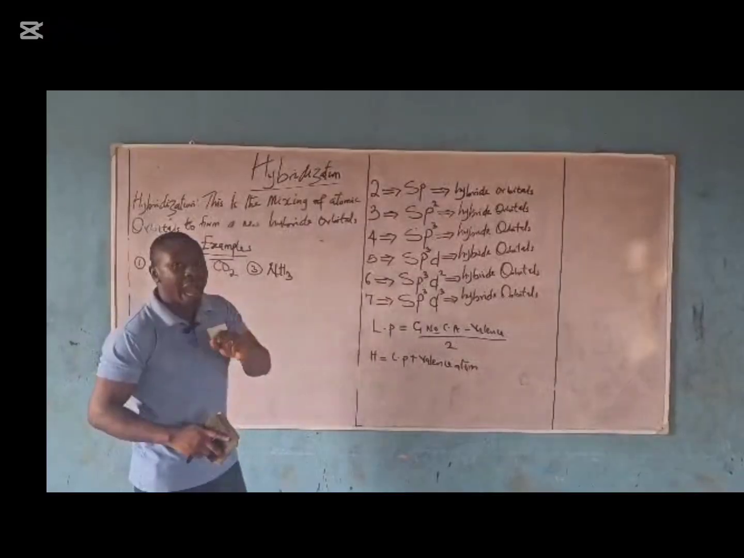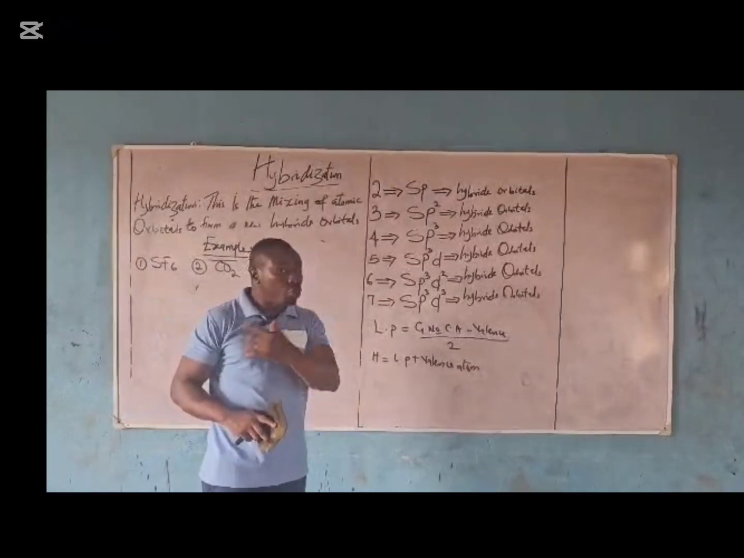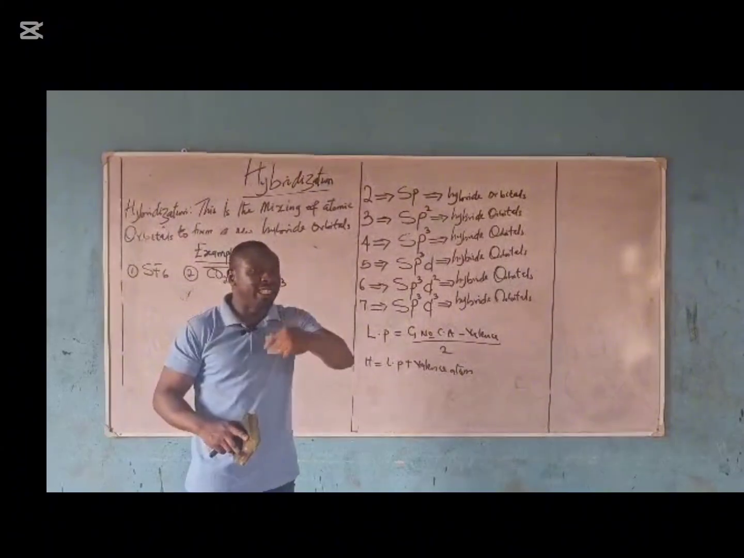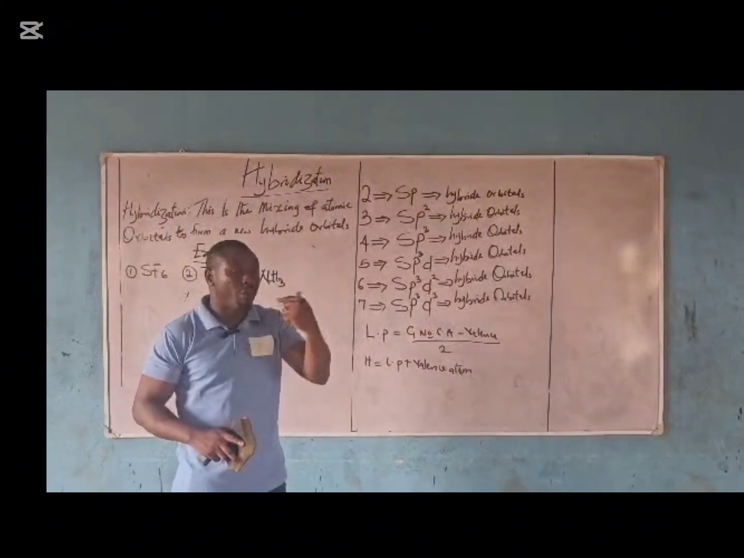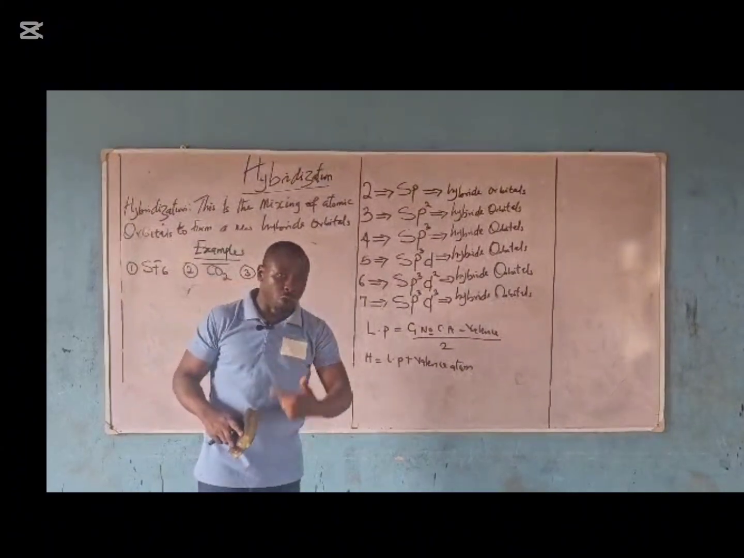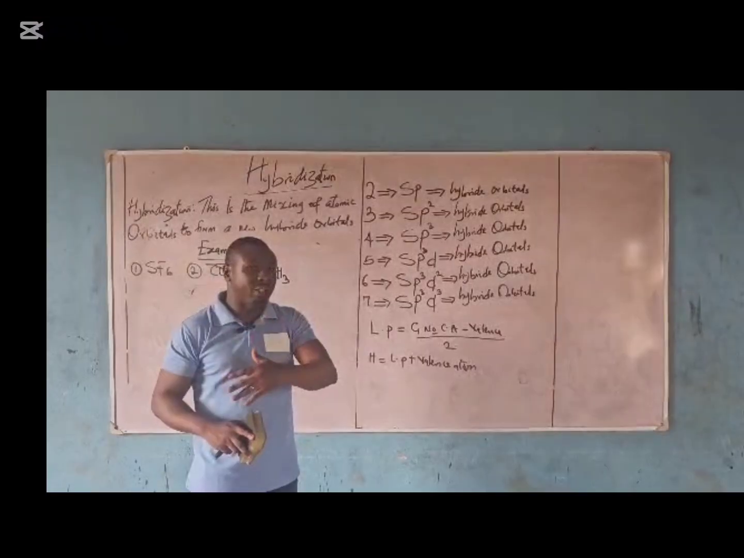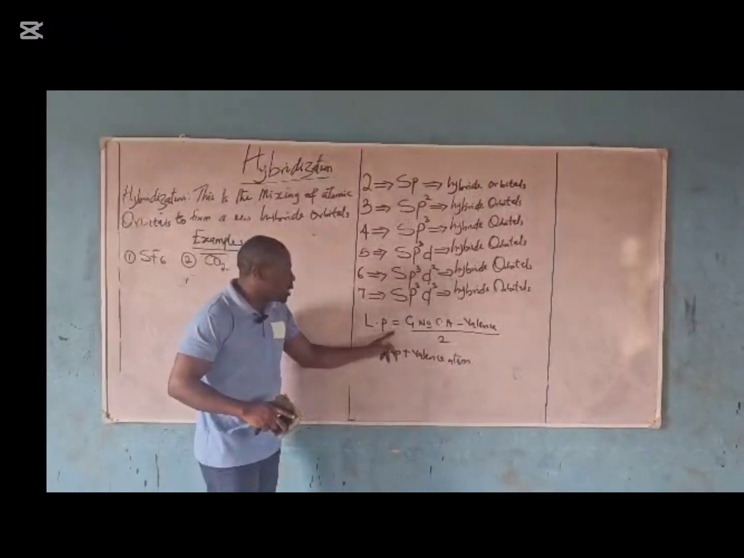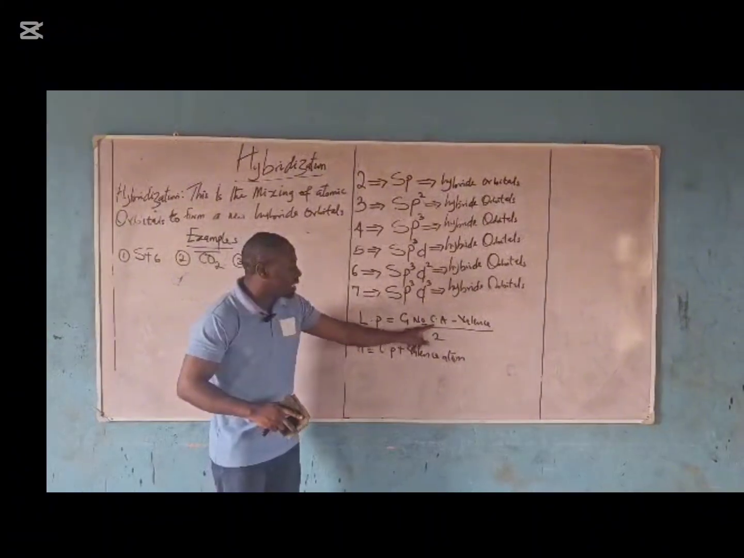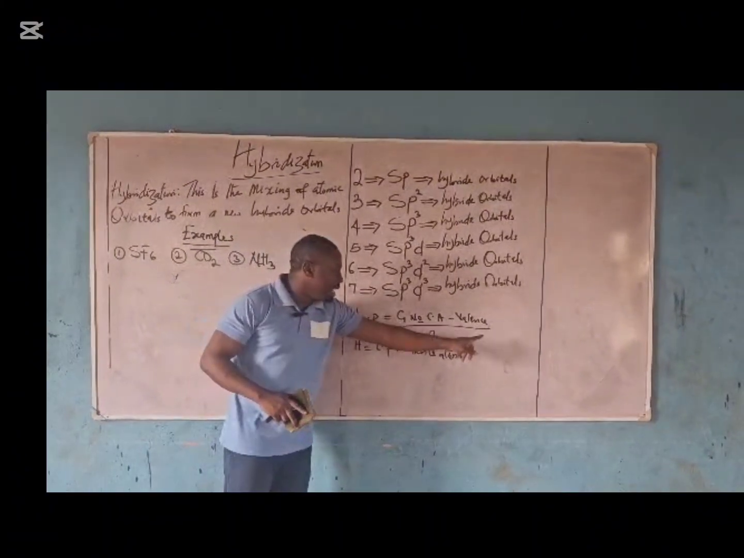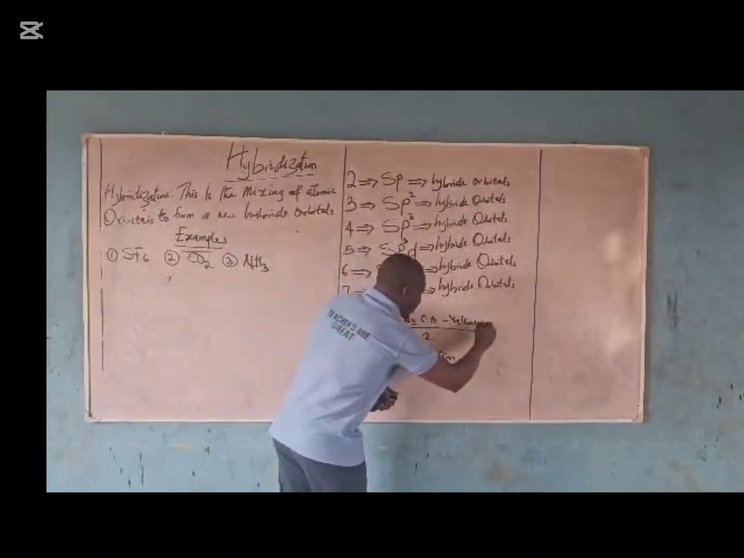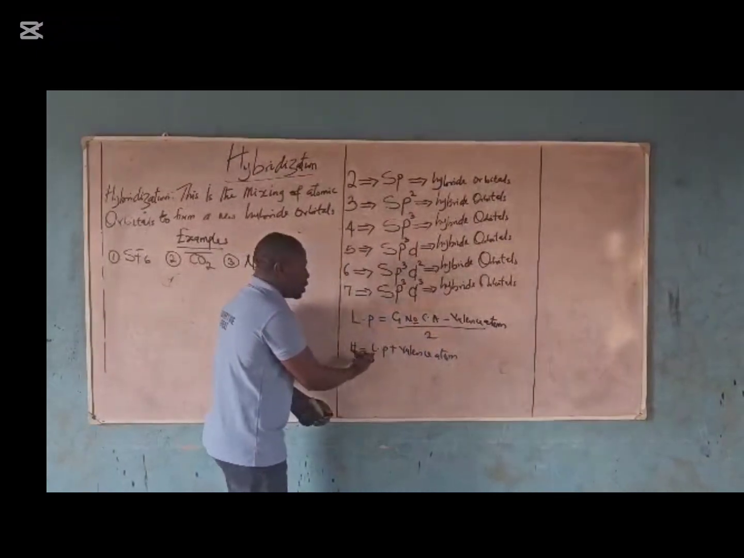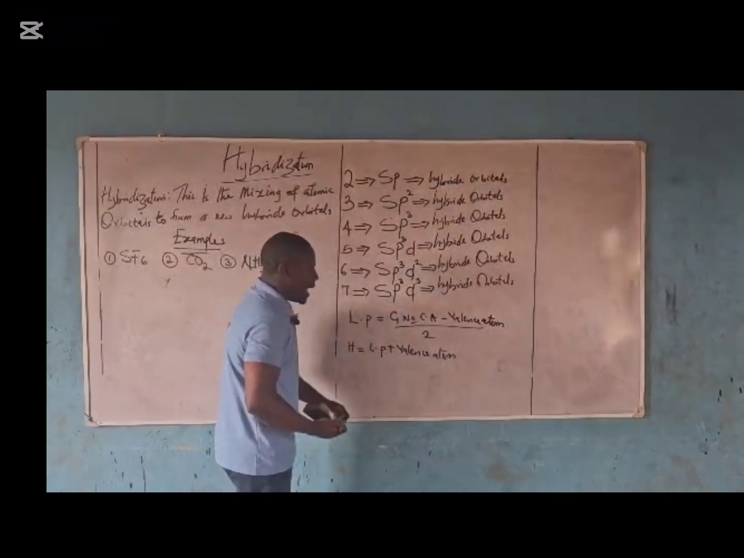Now, if you want to look for the hybrid, you must pass through 2 easy steps, because you have to look for the lone pairs. I did a video on lone pairs. Please go to my YouTube channel and watch the video on lone pairs. Lone pairs are electrons that do not take part in chemical bonding. Now, lone pairs equals group number of central atom minus valence atom. And also, to look for the hybrid, we have the lone pair plus valence atom.